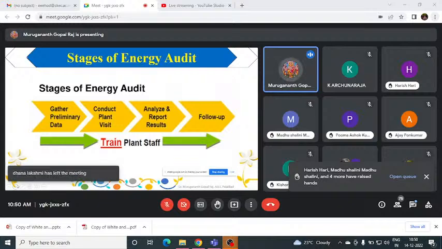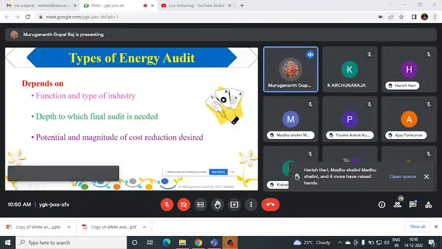Like that, you have to train all these people. Right? So these are the stages in which an energy audit is conducted. And this energy audit or conservation structure is of three types. It depends on the function and type of the industry, the depth to which the audit is required, and the potential and magnitude.